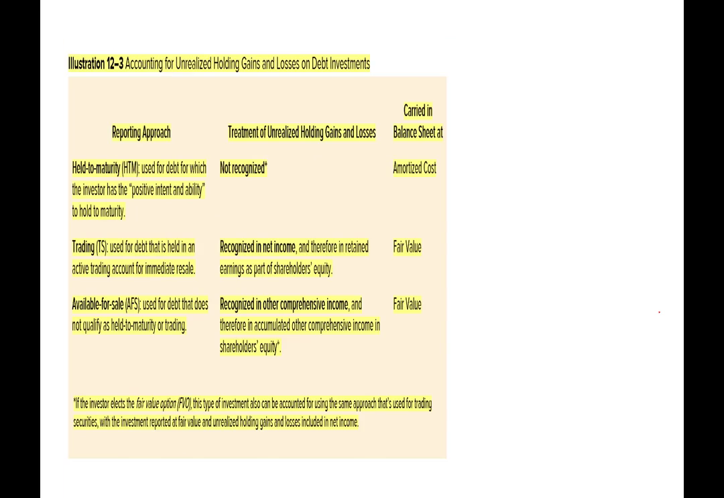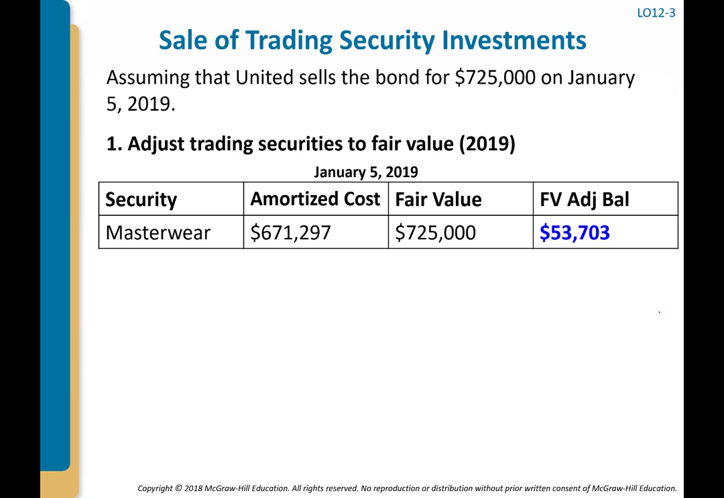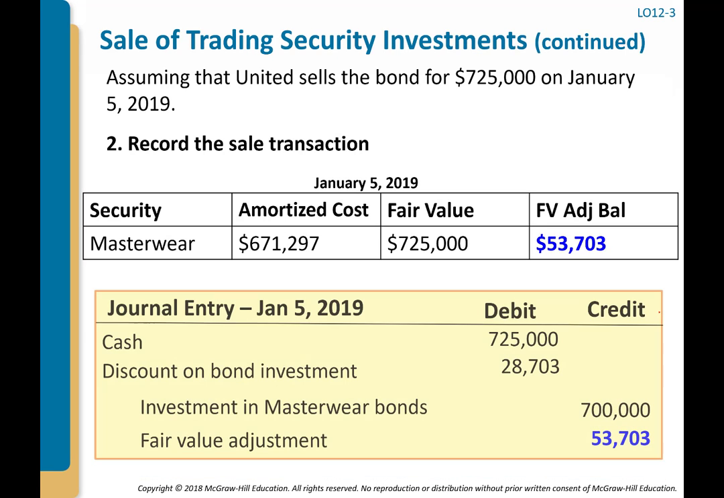Okay, so what happens? We come over and we sold that bond now. We have this 53,703, and then we turn around and we sell the bond. And when we sell the bond, we sell it for cash, 725. There's the discount, $28,703, which is what we have up there, right? Yeah, because it's the next day, isn't it? So the discount doesn't change.